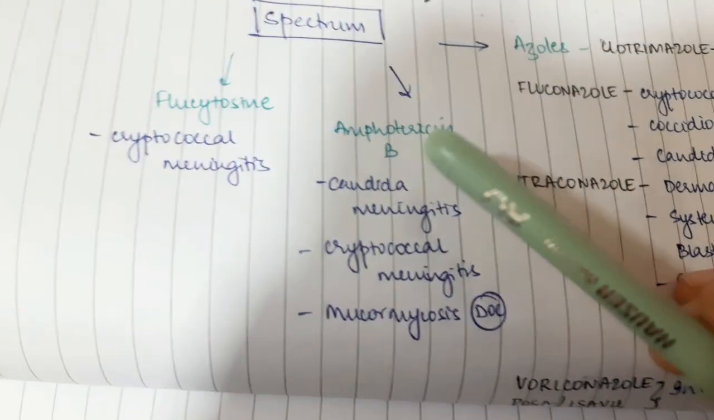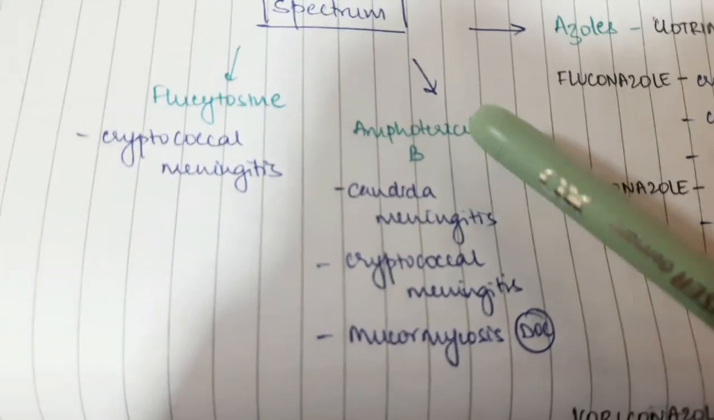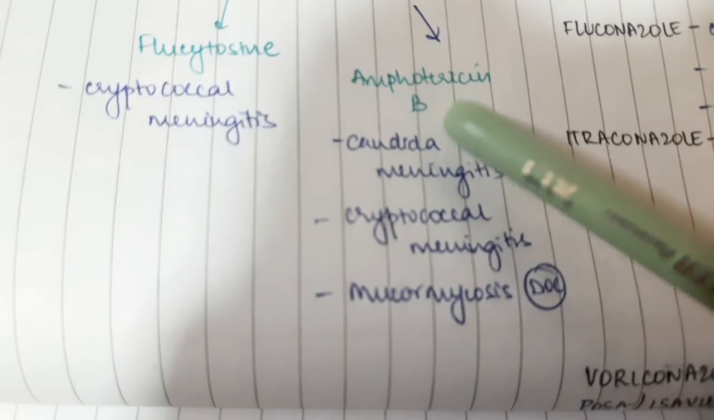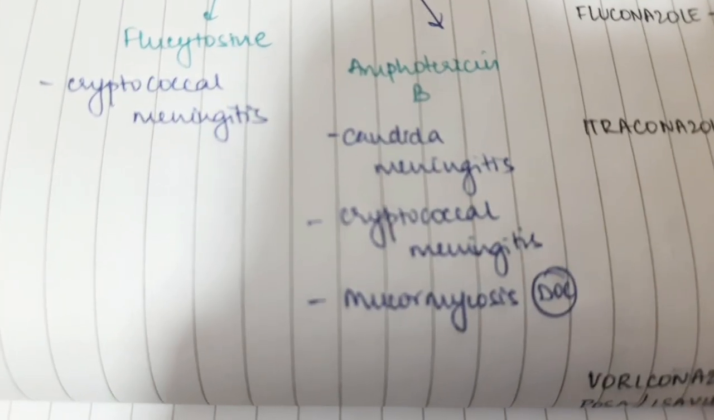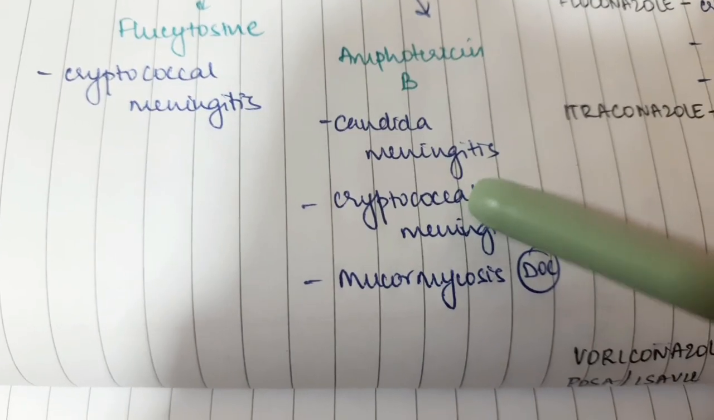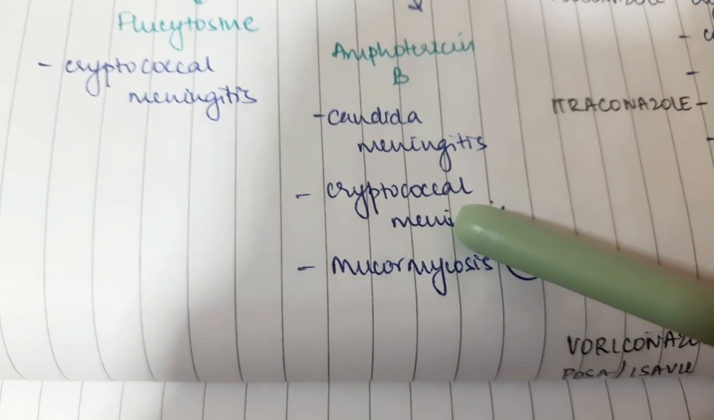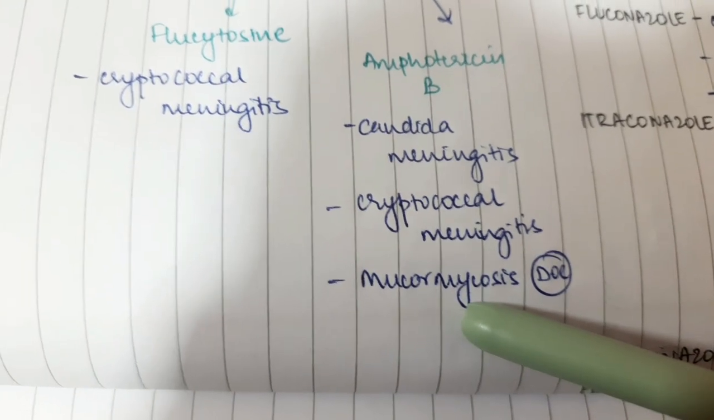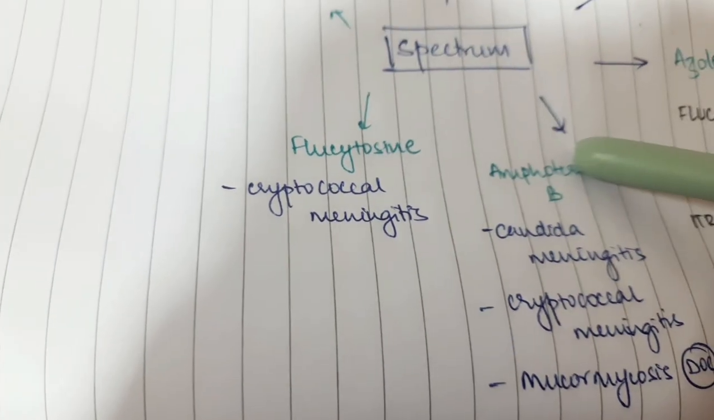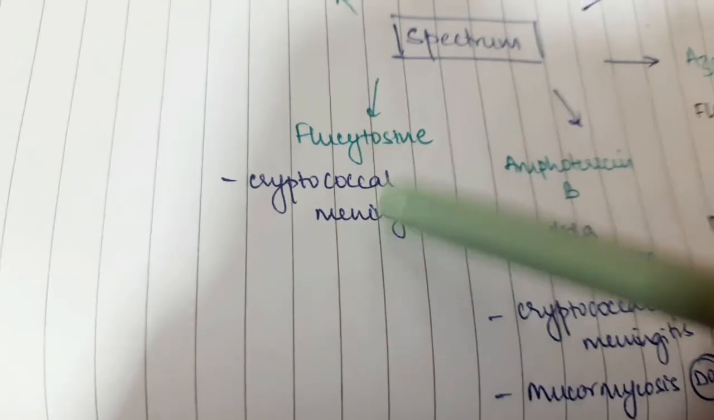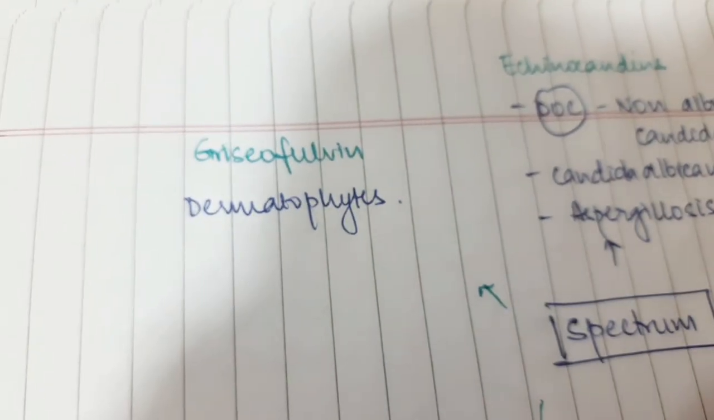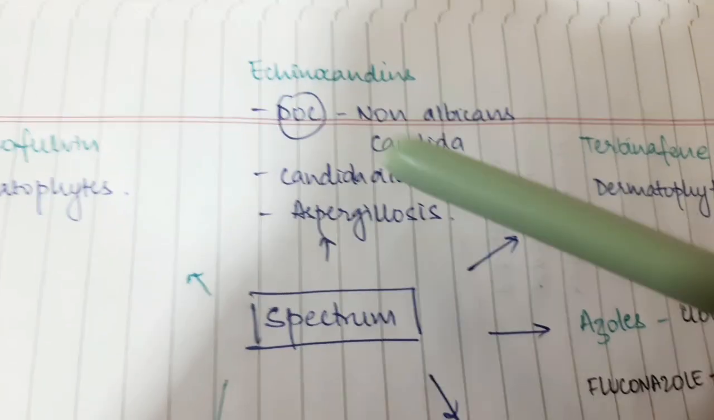Then we come to a drug called amphotericin B. Amphotericin B is used in candida meningitis. So if candida infection is causing a meningitis, we give amphotericin B in that case. Amphotericin B is also the drug of choice for cryptococcal meningitis, and it is the drug of choice for mucormycosis. Flucytosine is used along with amphotericin B in cryptococcal meningitis. That is the drug of choice. Griseofulvin is used for dermatophytes, which is your tinea infections.